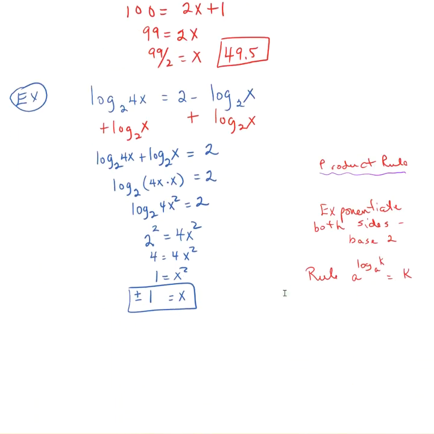What if we've got logs on both sides? Well, we still have to get it to where we can change it to exponential. So let's get the logs together. We're going to add this log base 2 of x over here. So I've got these two equal 2. And that's an addition. So we're going to change that into a product. Log base 2 of 4x times x equals 2. That becomes 4x squared. Now I can change it to exponential. 2 to the second power equals 4x squared. 4 equals 4x squared. Now divide by 4 and you've got x squared is 1. Take the square root of both sides and you have plus or minus 1.